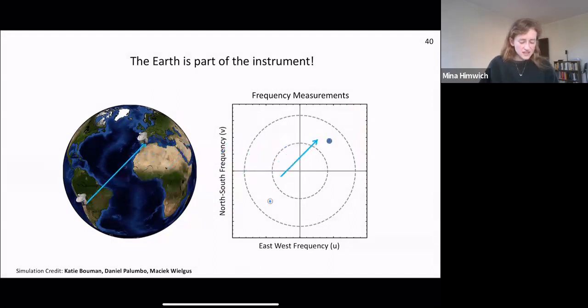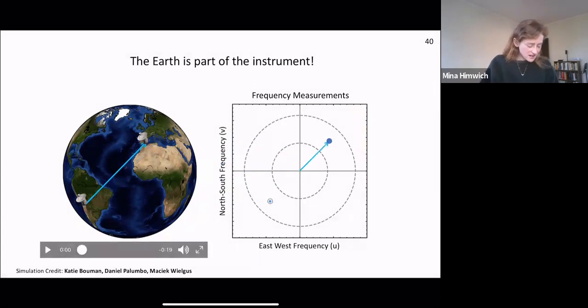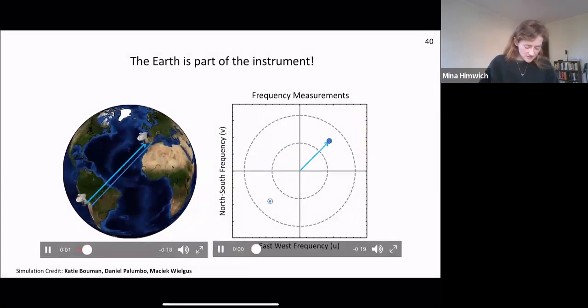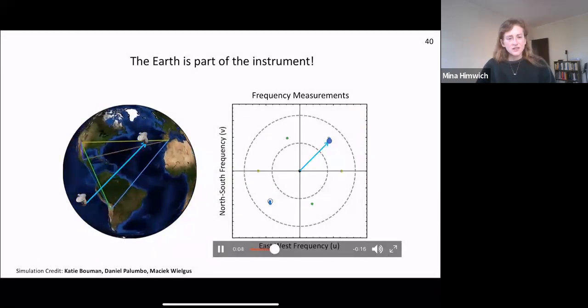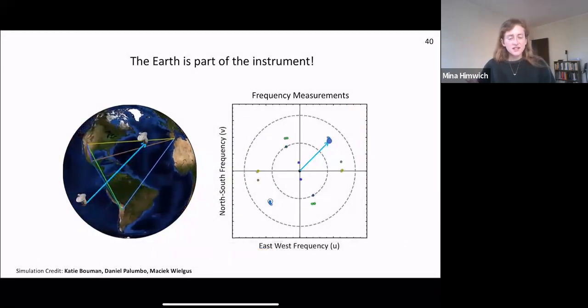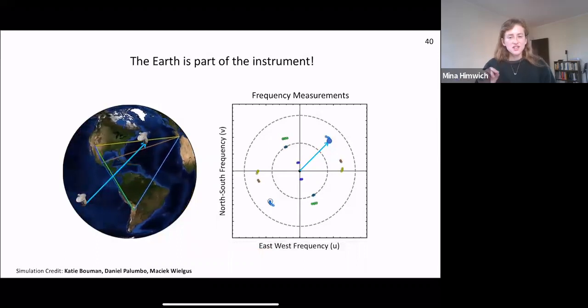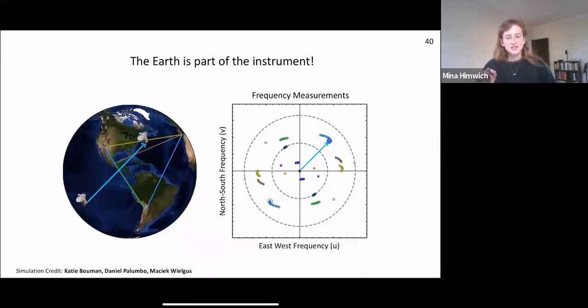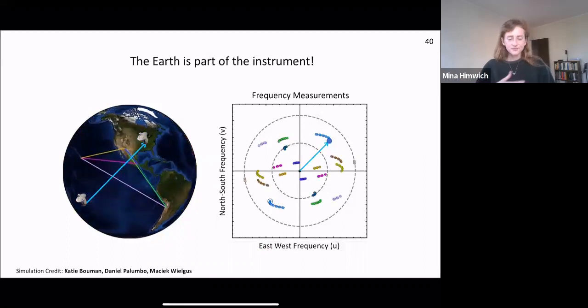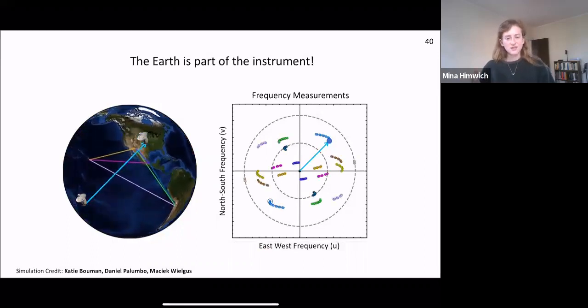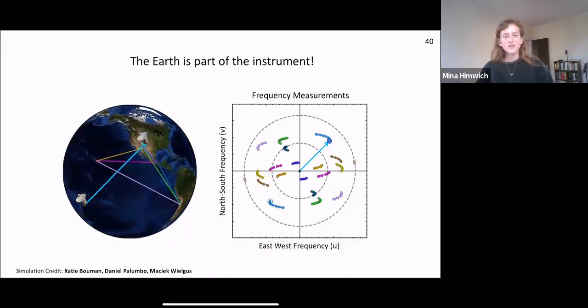We can imagine putting this baseline on some plot in frequency space. As the Earth turns, the baseline will sweep out different orientations and different points in frequency space in north-south and east-west frequency, they call these components U and V. So we'll cover more of this UV frequency plane, which will give us more information to reconstruct the image.